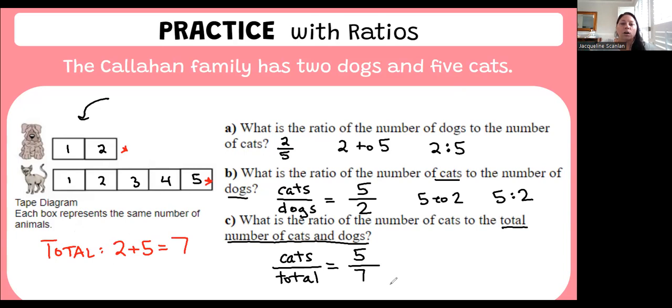So the ratio of the number of cats to the total number of cats and dogs would be 5 to 7. And again, for the last time, I could write that in 3 different ways, but they would all be read 5 to 7.